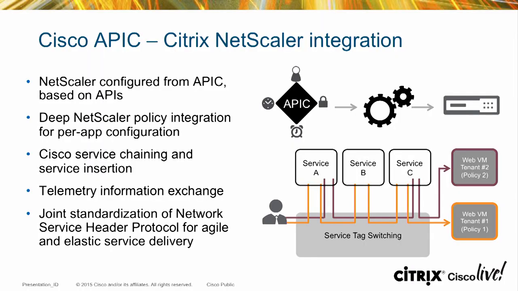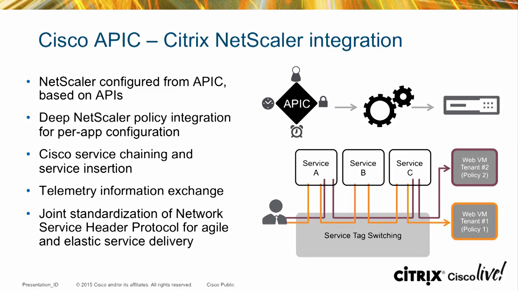So what about Citrix and Cisco? What do we do? What are the integrations that we have in terms of APIs and SDN? So to begin, Cisco APIC, so ACI. What do we do with the NetScaler? What are we able to do? Well, the NetScaler is able to provide layer 4 through 7 services on the APIC.